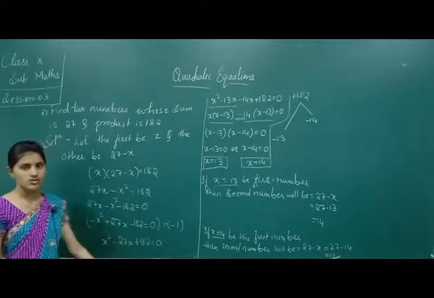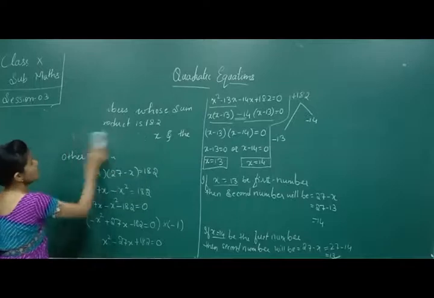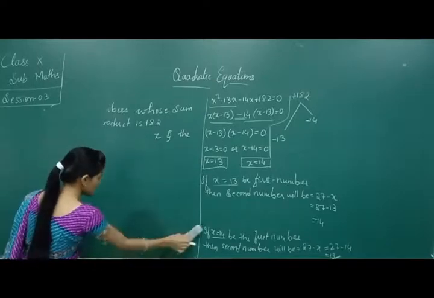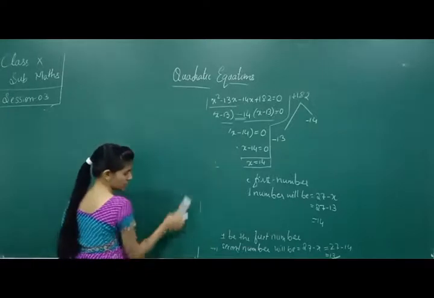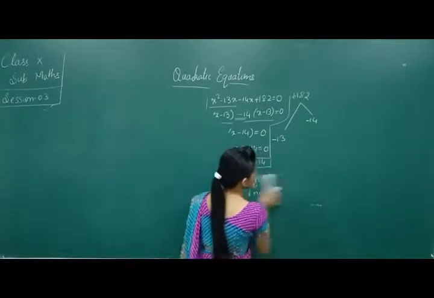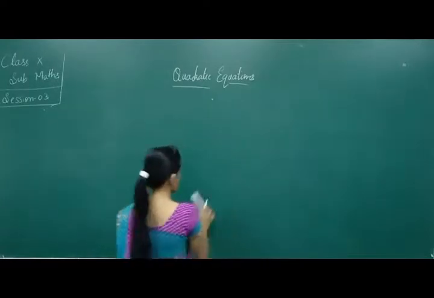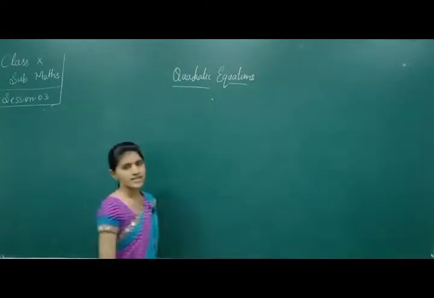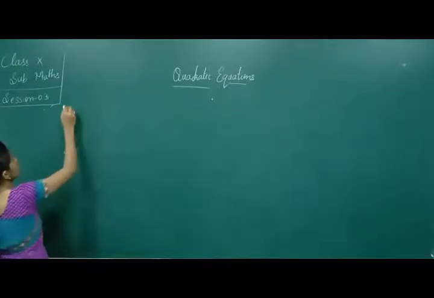Okay. Now let us solve one more problem. Here the first and most important thing is to interpret the given condition in a quadratic form. Once we convert that into a quadratic form, we shall next factorize it. What is the second question given? The altitude of a right triangle. Okay. Find two consecutive positive integers.